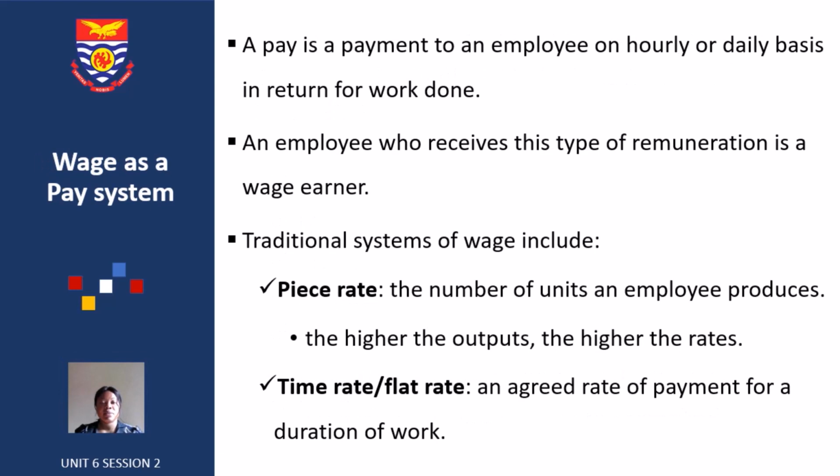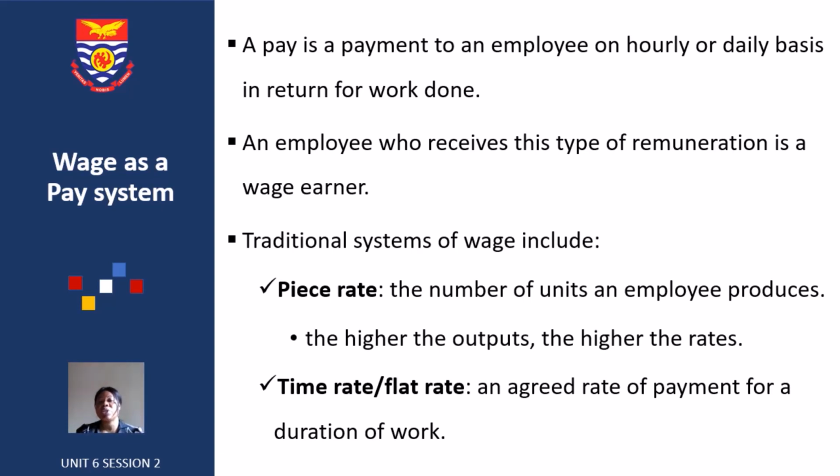Wage as a pay system. A wage is a payment to an employee on an hourly or daily basis in return for work done. So when you are being paid on an hourly or daily basis in an organization for what you've done, it is called a wage. An employee who receives this type of remuneration is a wage earner. So if you are being given a wage, you are a wage earner.